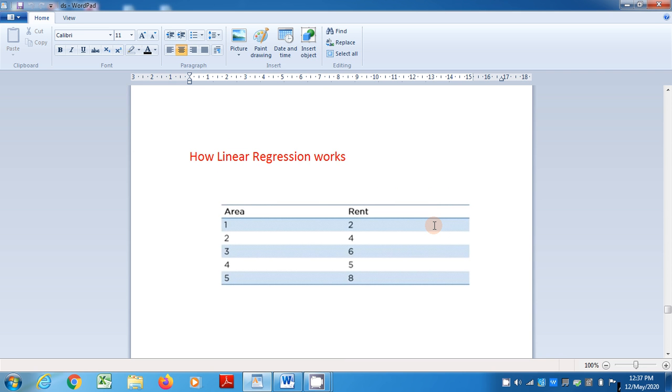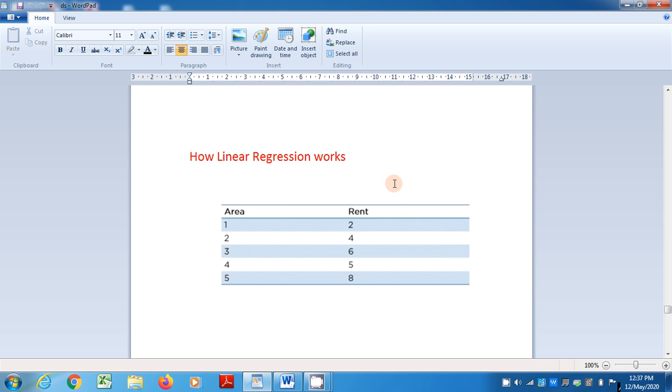So how linear regression works, we will see with a small example. Look at that example. I have a data set. The data set contains area and rent, and the area is the input variable and rent is the output variable. That means area is x and rent is y. So y is equal to f of x. We need to find out the function for that, right?